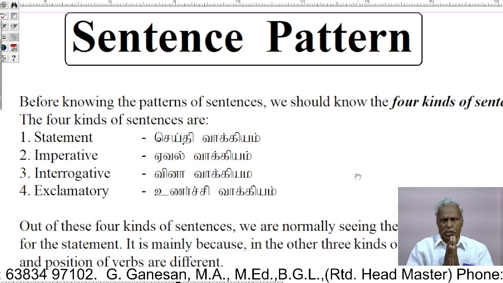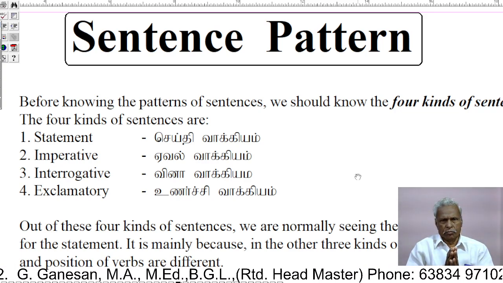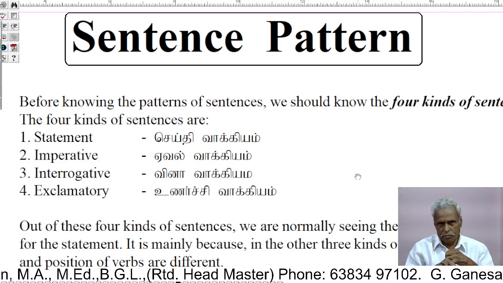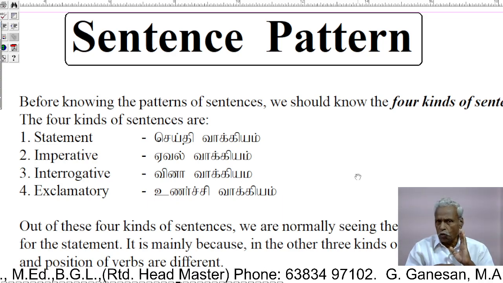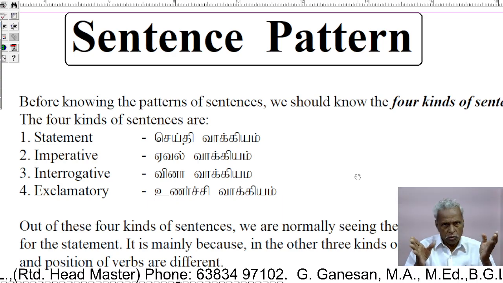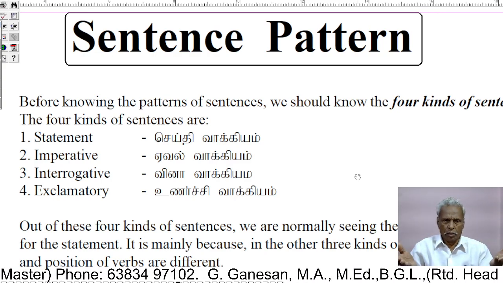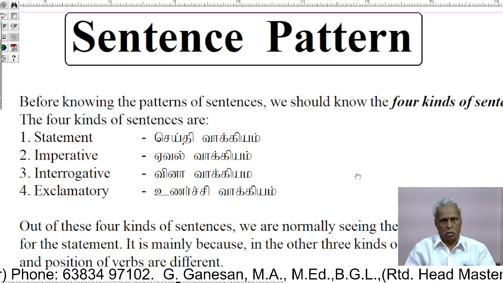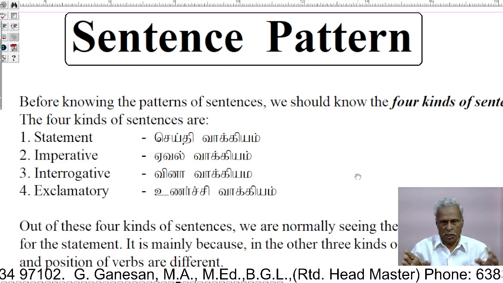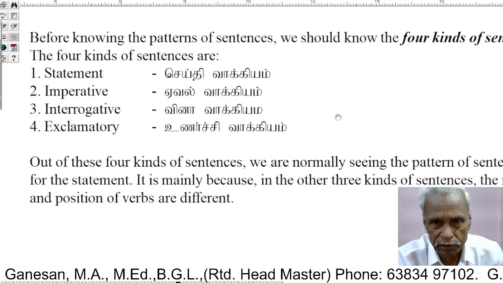Not only in English, all the languages spoken in the world have these forms. These four kinds of sentences are used in all the languages, including our mother tongues, whether they are classical languages or not. These four kinds of sentences are used in all the languages spoken and written in the world.